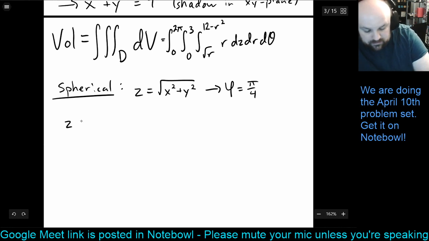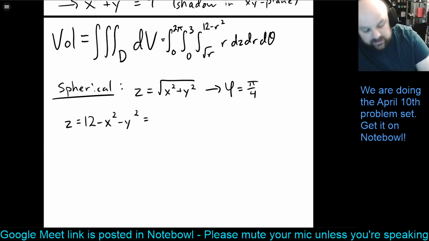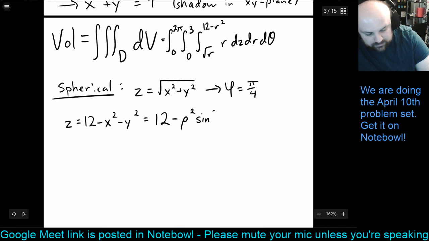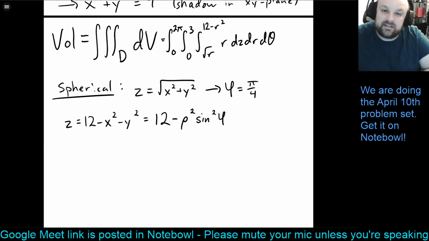Now, this shape is a little bit different. We have to remember, what does x squared plus y squared turn into? Well, it's going to turn out to be 12 minus rho squared sine squared phi. Why is that true?